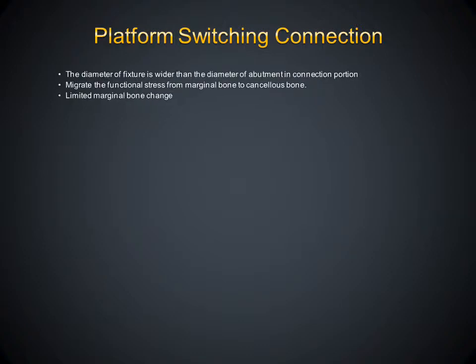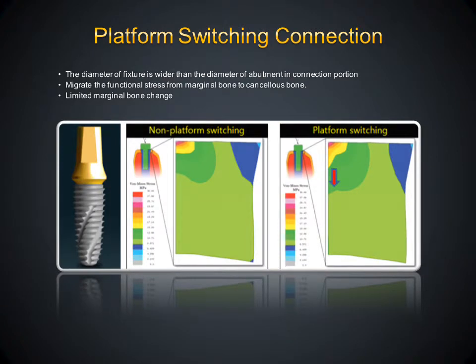INNO implant system's abutment fixture connection design is platform switching if the diameter of the fixture is wider than the diameter of the abutment in the connection portion. Platform switching design is reported to migrate the functional stress from marginal bone to cancellous bone. As a result, the marginal bone could be maintained without bone loss.